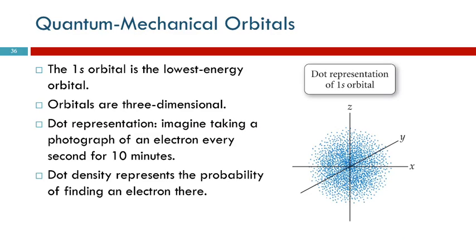So in the first principal shell, there is one orbital. It's an S orbital, and the S orbital is spherical. So this is a dot representation of that orbital, like a multiple exposure photograph, where you would take a picture of the electron, and you'd get this overall picture that most of the time it's in there. It's three-dimensional, and so the higher the density of the dots, the more likely you are to find the electron there.